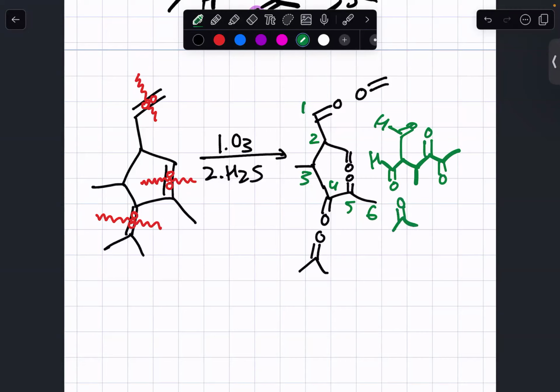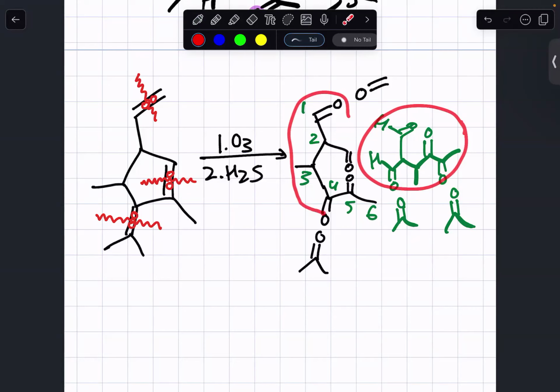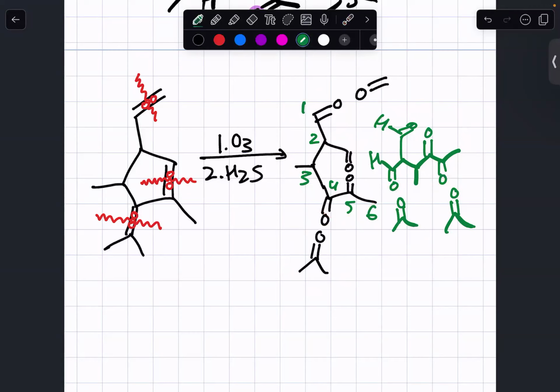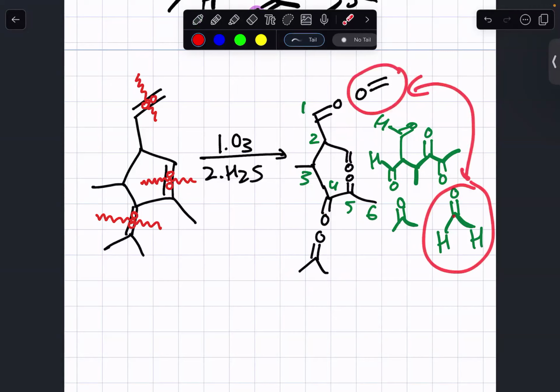This is the other product. And the other product is this right here. We get three separate products. This product here, which is this product. This ketone here, which is this ketone. And this formaldehyde here, which is just a carbonyl with two hydrogens, which is that formaldehyde right there. Right. So that is ozonolysis.